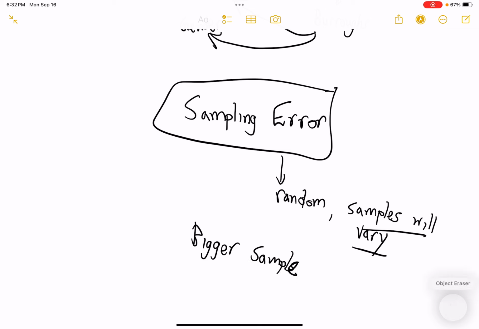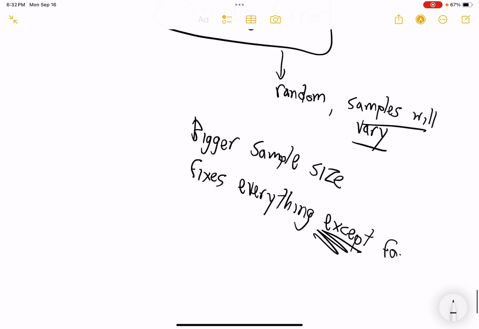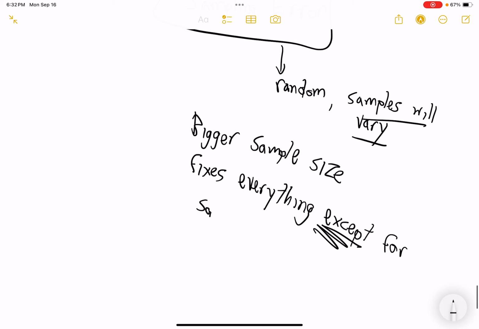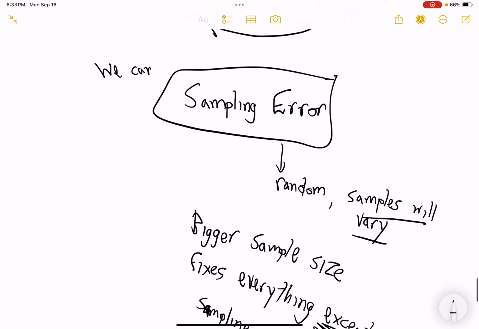Oh, goodness me. Fixes everything, it seems, right? A little bit, and not entirely fixes, but is good for everything except, very important, except for sampling error. Because no matter how detailed or large your sample is, it will vary from sample to sample. You can limit it, right? You can limit it. We can always reduce sampling error. But never eliminate it.